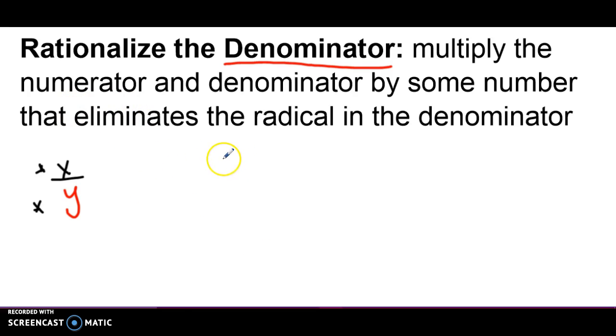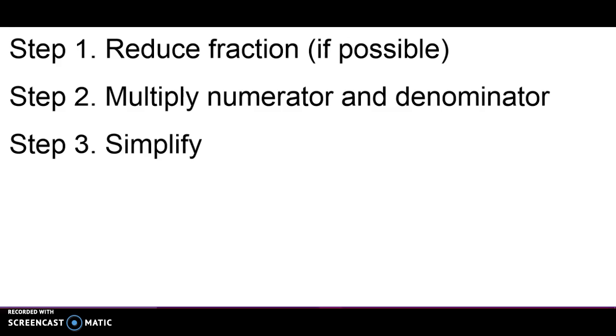So for example, if I had something like 3 over square root of 2, I do not want to have a radical in my denominator. So I need to find some number that I can multiply both the top and the bottom by, the same number, that will get rid of that radical in the denominator. So these are going to be our 3 steps when we're working through these problems. The first step is going to be to reduce a fraction if at all possible. Step 2 is going to be to actually find that number to multiply the numerator and denominator by. And then finally, step 3, we're going to simplify.